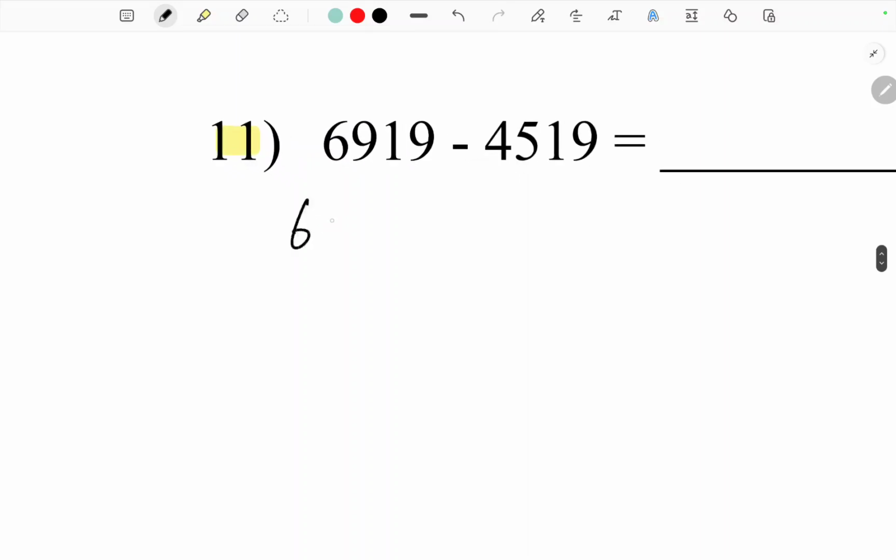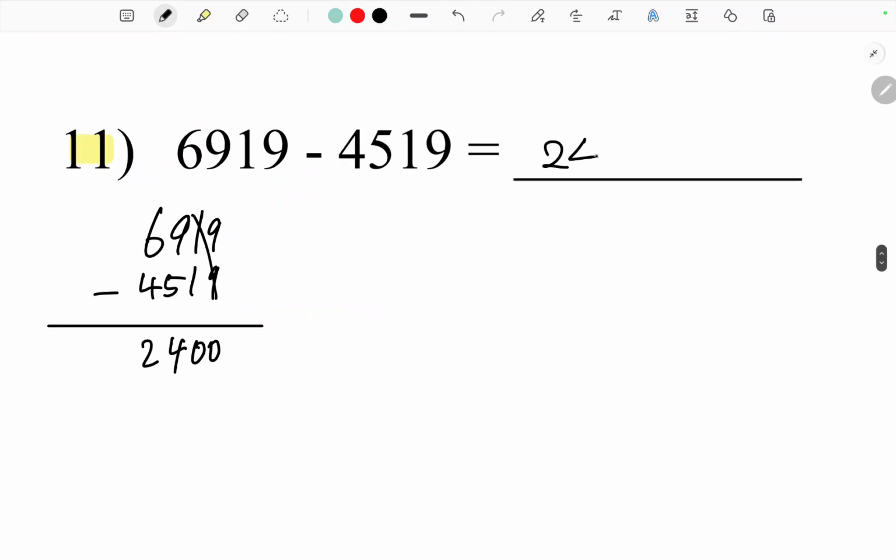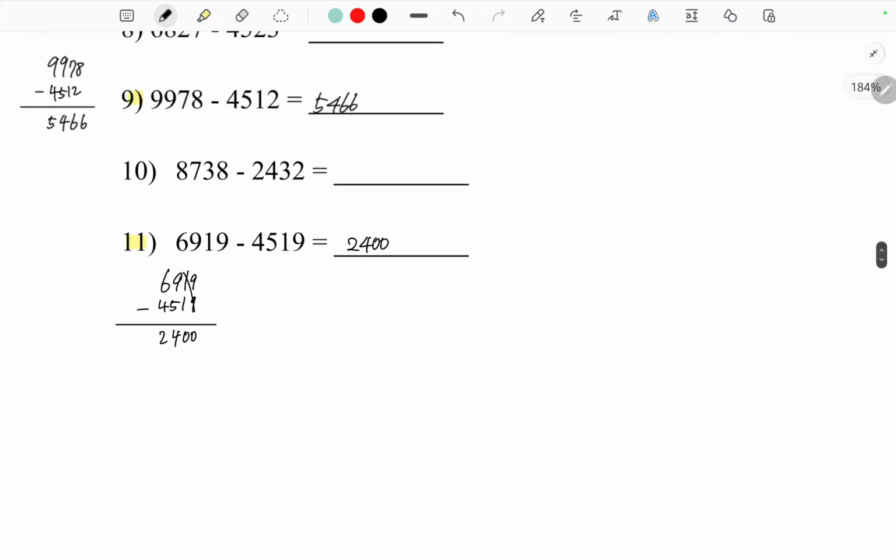Number 11. 6,919 subtracted by 4,519. So right off the bat, you can just subtract 19 minus 19, which is 0, 0. 9 minus 5 is 4. 6 minus 4 is 2. So this becomes 2,400.